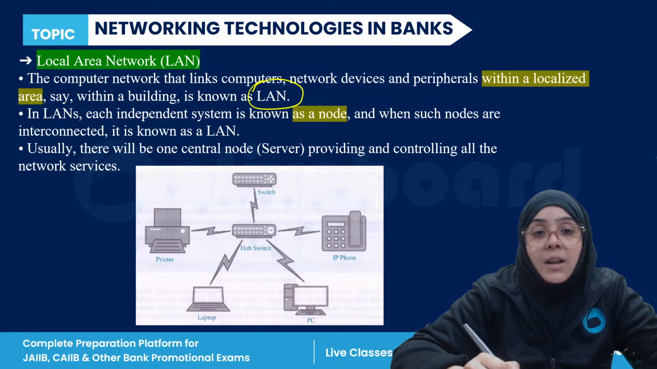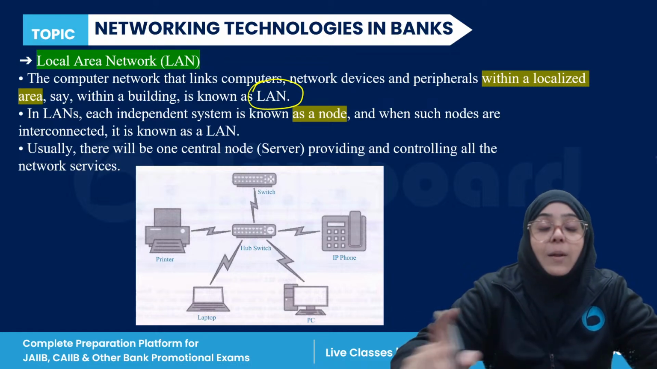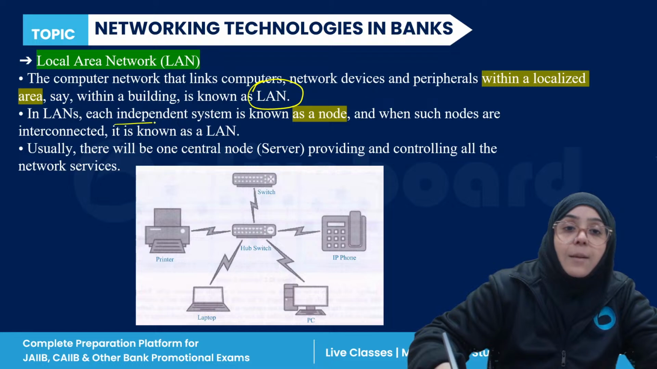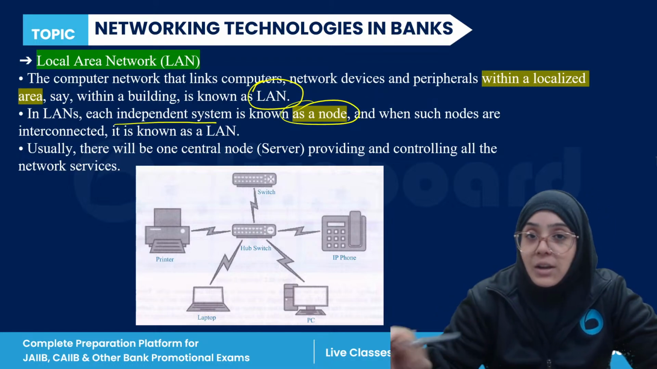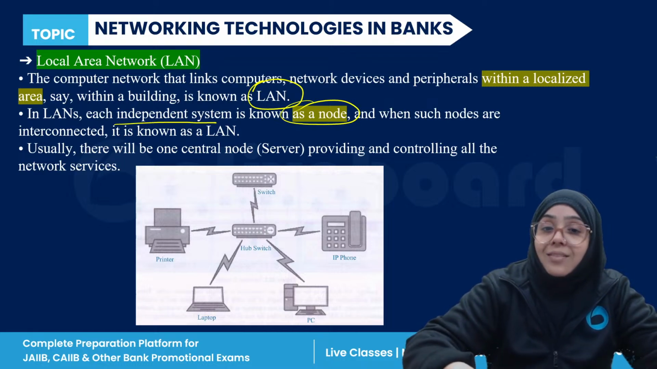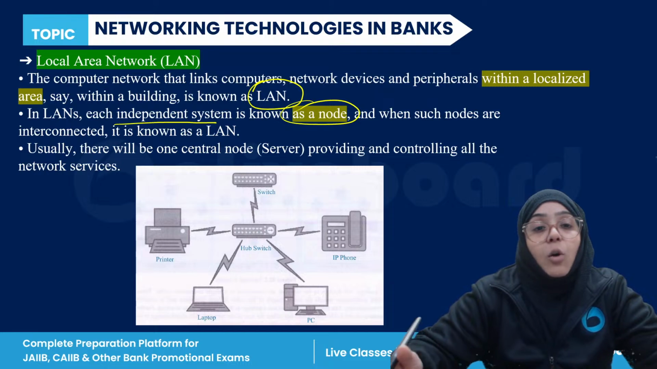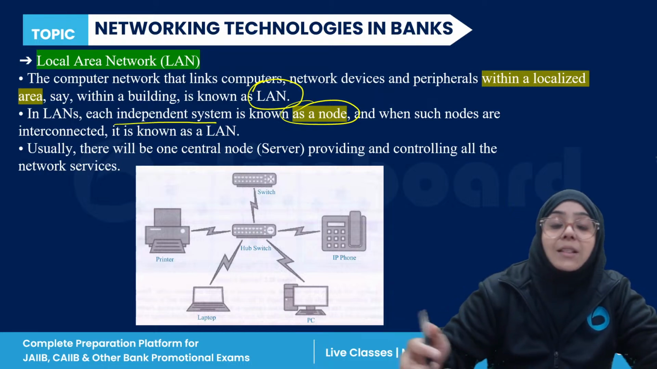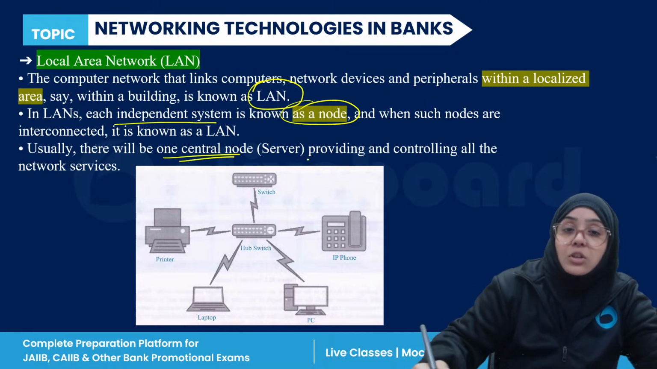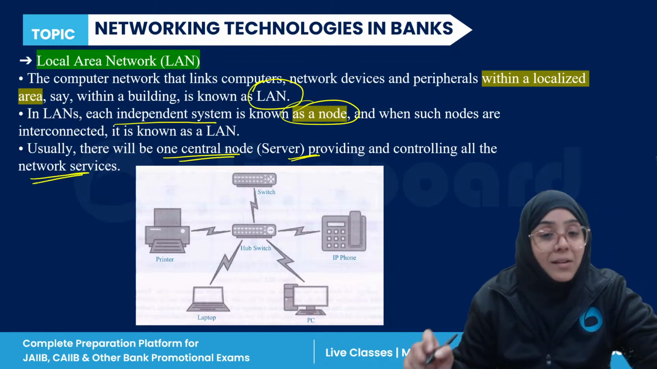Then it is known as LAN, local area network. In a LAN, each independent system is known as a node, and such nodes are interconnected. Usually there will be one central node, which is known as the server, providing the control of the whole network services.